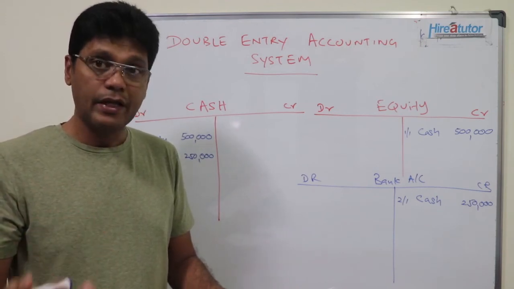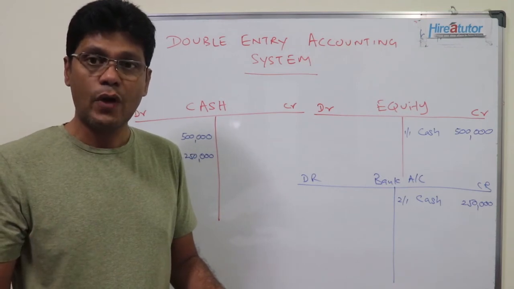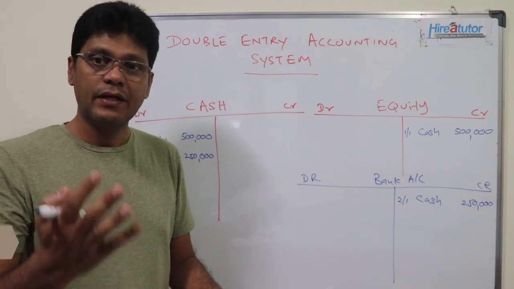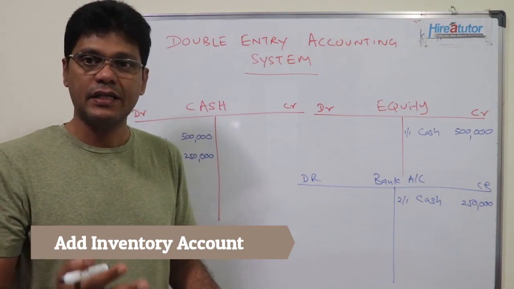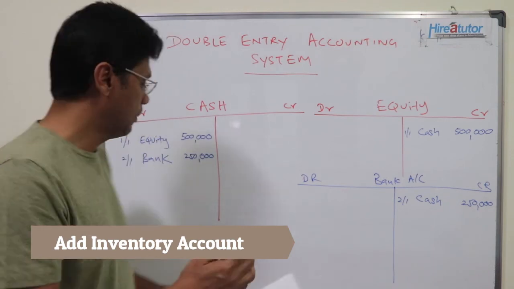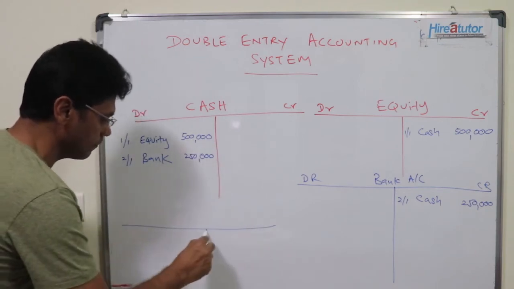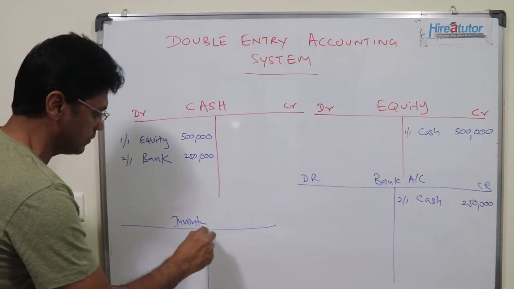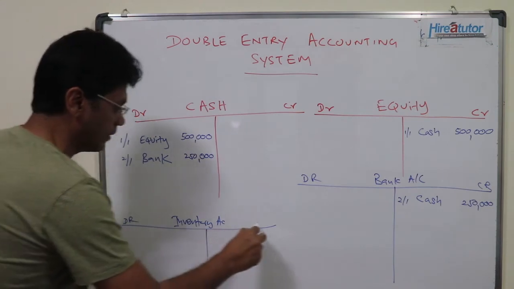Where should you debit? You need to debit the inventory account. Inventory is also an asset account. So an increase in asset should be debited. So one asset decreases, another asset increases. So simply you open an inventory account. Inventory account. Debit, credit.